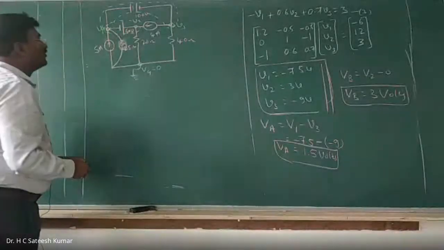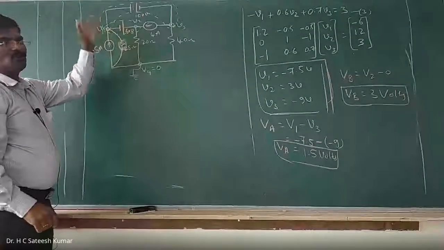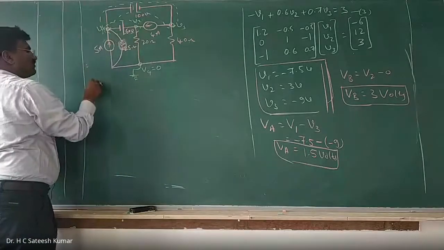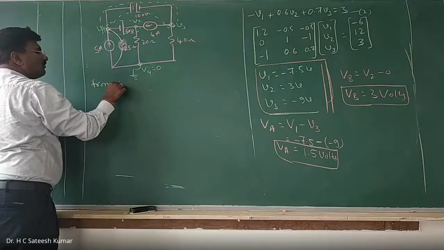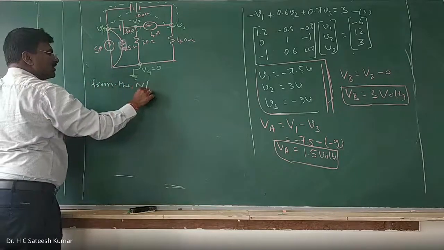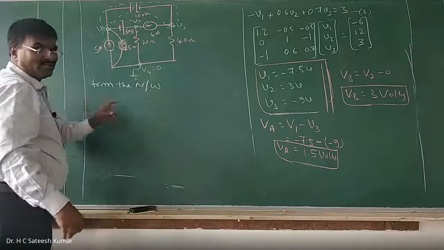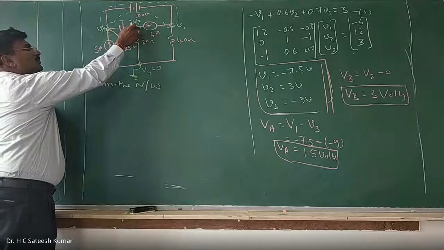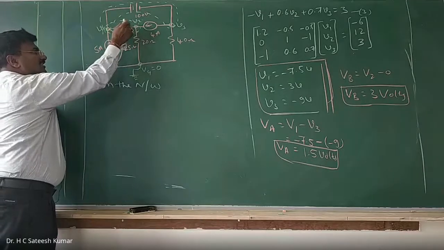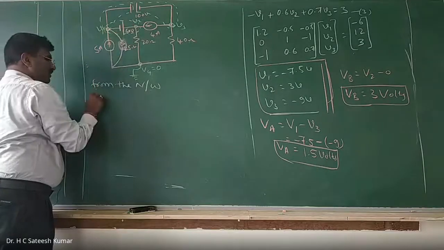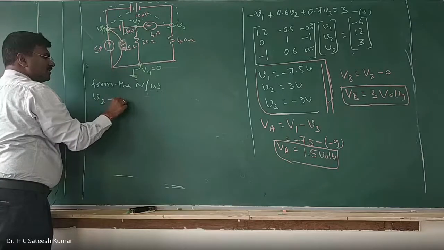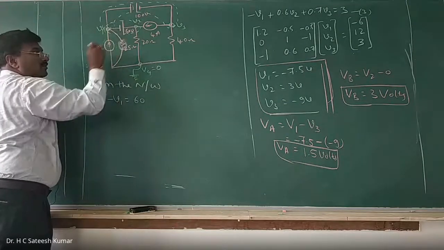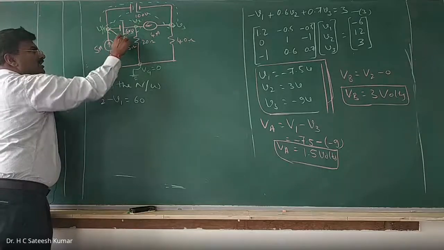Now, if this is merged, see this? This is V2, this is V3. From the network, when you get a super node, the problem becomes very easy. Observe carefully. What do we have? This is a plus sign, that side now. V2 minus V1 is equal to 60. Why V2 minus V1? This is the positive side, this is the negative side. So V2 minus V1 is 60 from the network.